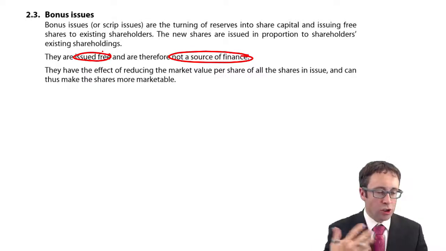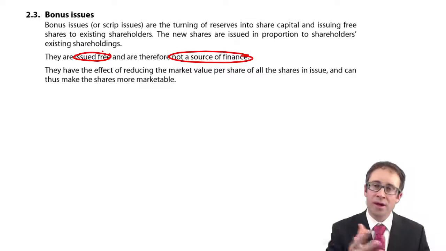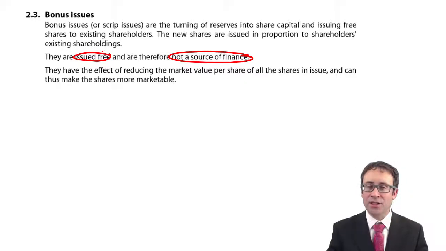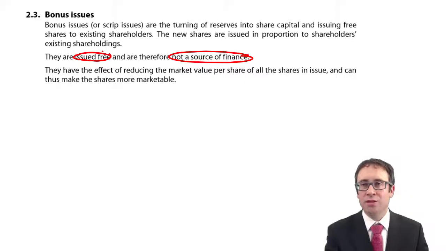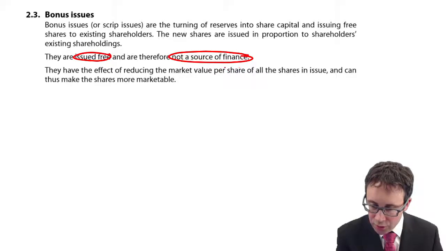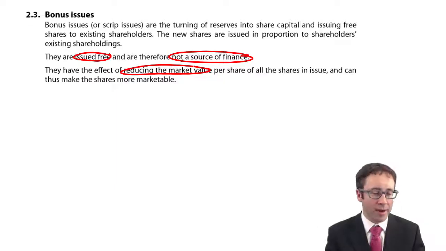So if a business is short of cash and wants to continue the shareholders' income, then we can issue bonus shares, or if you like, a scrip issue of shares, and then the shareholders have the ability to go and sell those additional free shares, and that will bring in the cash. But by issuing the shares, there are now more shares in the market, and theoretically it should reduce the market value per share. And if that's the case, it makes them a little bit more marketable, doesn't it?